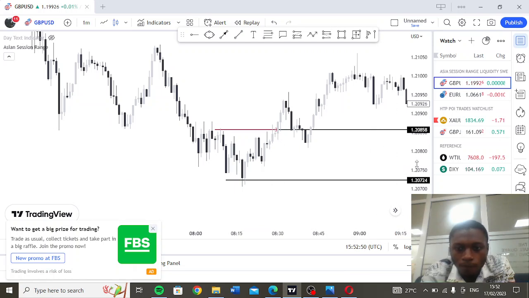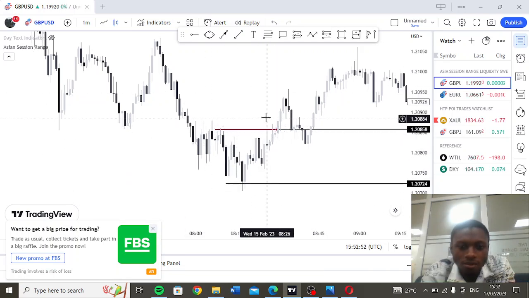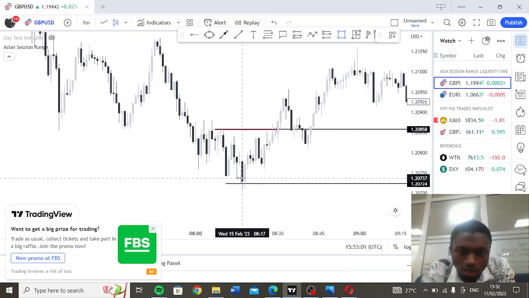So there's a break of structure to the upside here. This is the time where I start to look for entries. So what was the last bearish candle that caused that break of structure? It's obviously this candle.